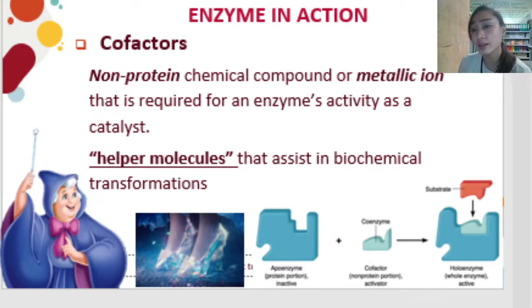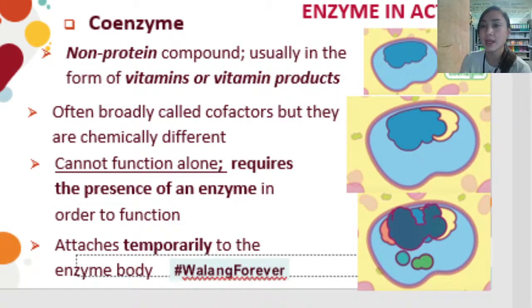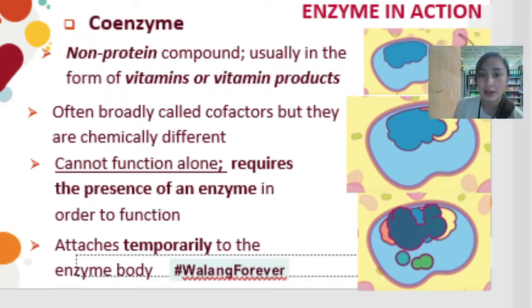So aside from cofactors, we also have coenzyme. Again, it's also a non-protein compound, but this time, it is usually in the form of vitamins. Sometimes they are often broadly called cofactors, no, but they are chemically different. Cofactor and coenzyme are different. So what's the difference between the two? The cofactor is made up of metallic ions. For coenzyme, it is usually in the form of vitamins or vitamin products, no?